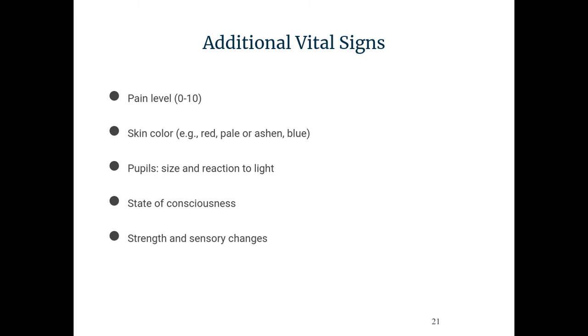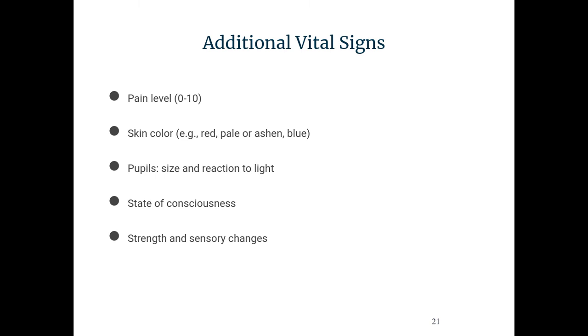Skin color can tell you about somebody's state or condition. If somebody is really red, you might think that maybe they have a temperature, or maybe they're having some type of heat-related illness. Pale or ashen might mean that they're going into shock. We'll talk more about this when we get into first aid, but they're not getting adequate circulation. And then blue would be that cyanotic color that we've talked about previously. Same thing, they're lacking oxygen and their circulation is compromised.